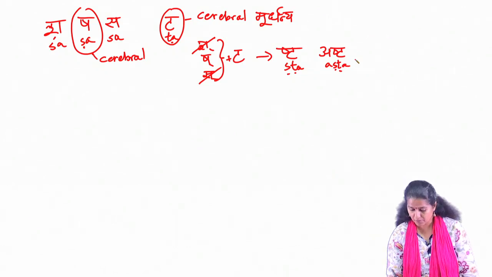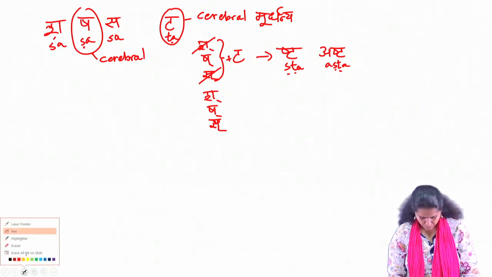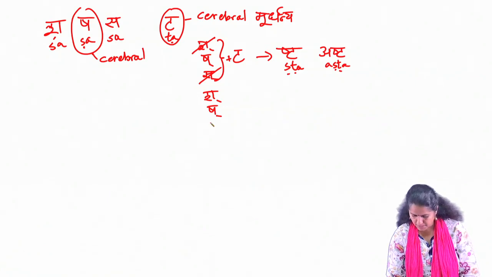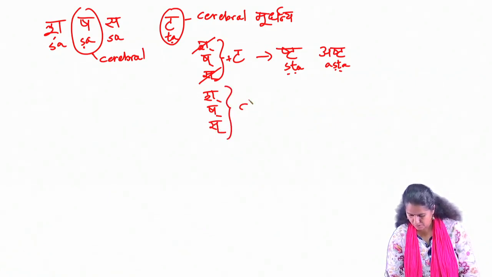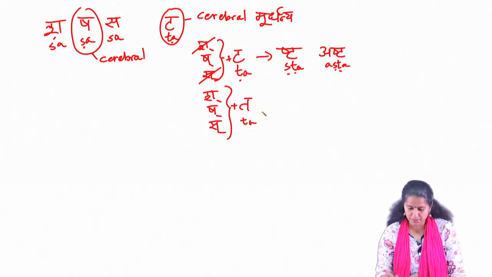Similarly, we have the option for, let us say, if you have the sh, the sh and the s, and you want to combine it with the t. So, that was a t there, and this is a t here. Which one of them will come? The rule is simple. You look at it.